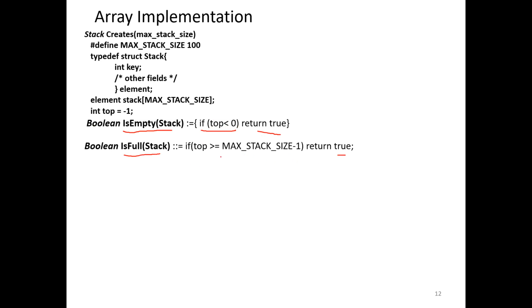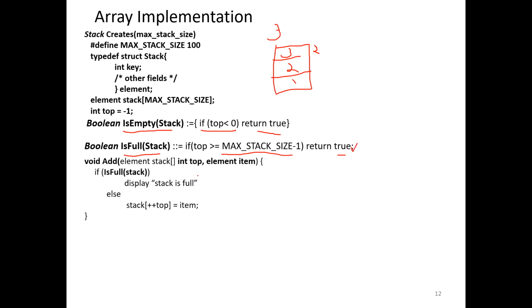Return true. When to return? If top value is 1 less than the max size. If stack capacity is 3 and 3 elements are there, stack top is set to 2. When items are filled, the top value is 2. Is it 1 less than the max value? Yes, return true. The next is adding the element.